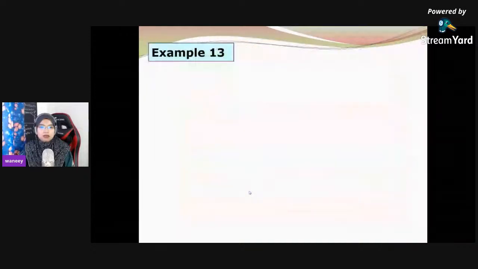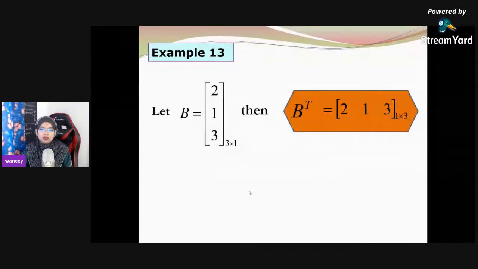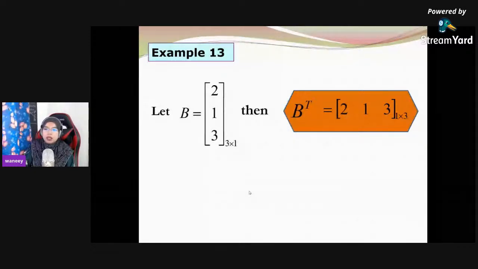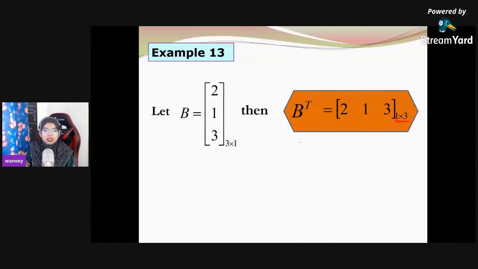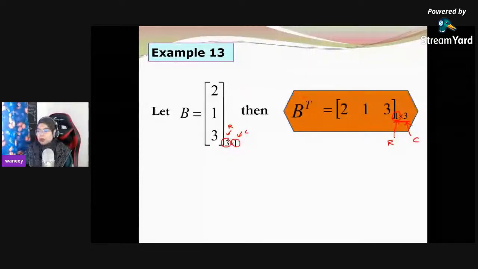Okay, so now let us go to the example. Let B be a 3 by 1 matrix 2, 1, 3. Then B transpose is actually 2, 1, 3, where we are having a 1 by 3 matrix. So instead of having 3 rows and 1 column, once we transpose, we are changing them to become 1 row and 3 columns. So that is what we mean by transpose, change from row to column.